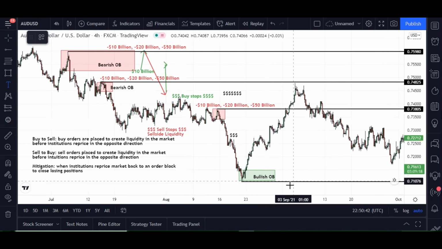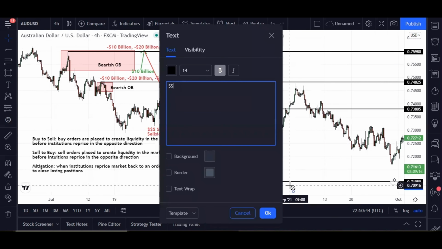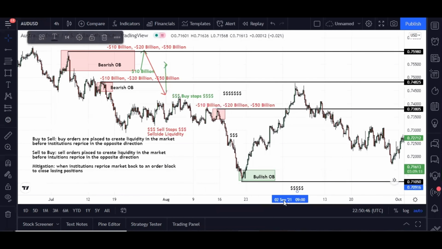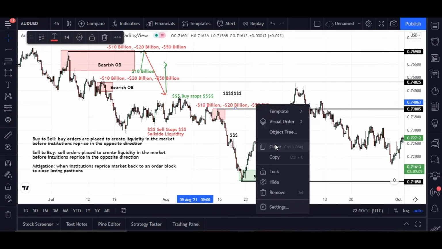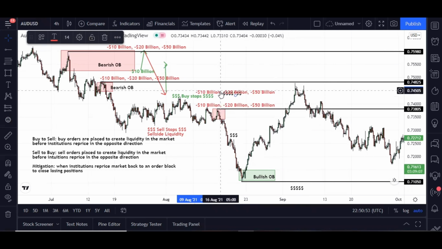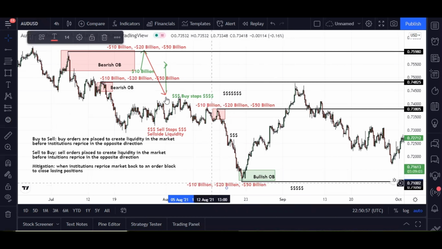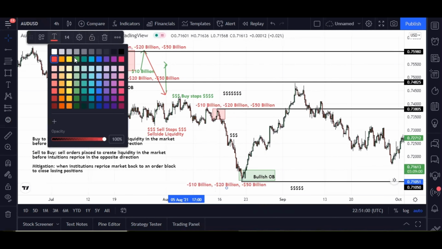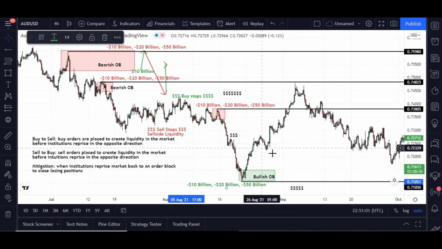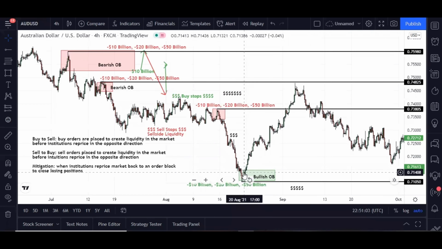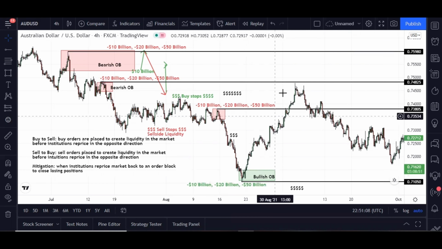Sell stops and sell side liquidity, right? Money. It's money here, right? And again, at this bullish order block, we know that institutions are down negative 10 billion, negative 20 billion, $50 billion, right? So now they're in losing trades here because they sold here and then the market repriced higher. So they will be looking to mitigate this bullish order block as well.